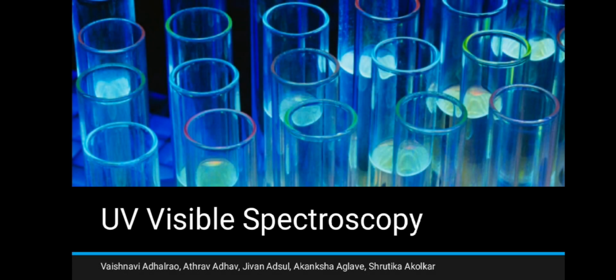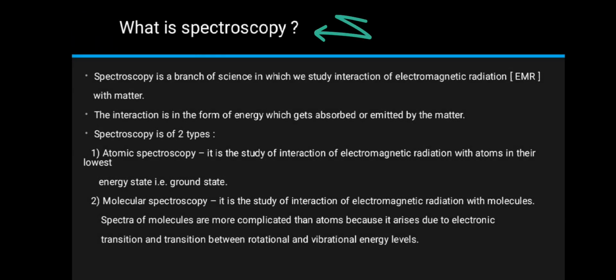Hello everyone. Today we are going to discuss some points of UV visible spectroscopy. So firstly, we will see the spectroscopy. Now we all know that spectroscopy is the combination of electromagnetic radiation and matter. It is divided into two types: atomic spectroscopy and molecular spectroscopy. In simple words, atomic spectroscopy is the interaction of electromagnetic radiation with atoms, and molecular spectroscopy is the interaction of electromagnetic radiation with molecules.